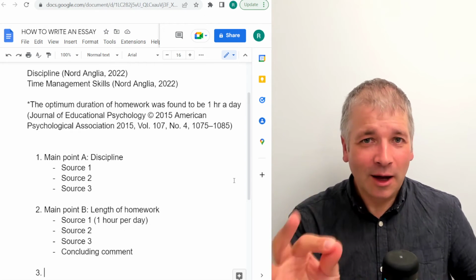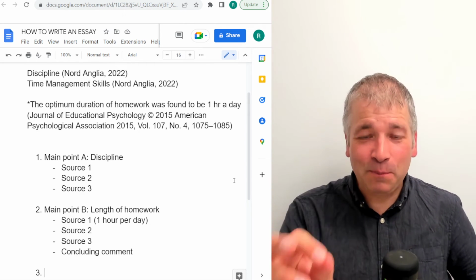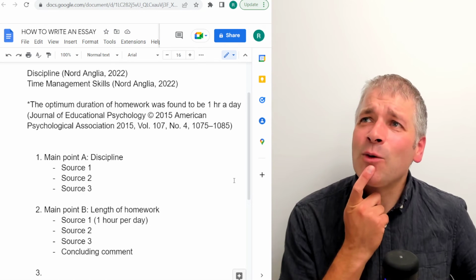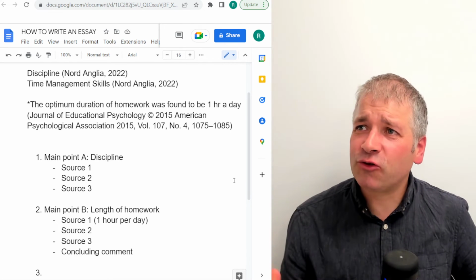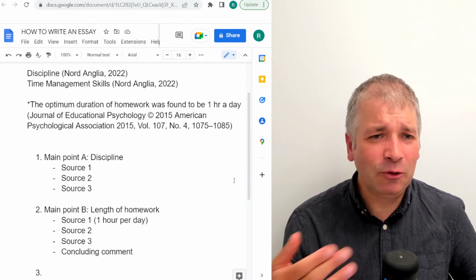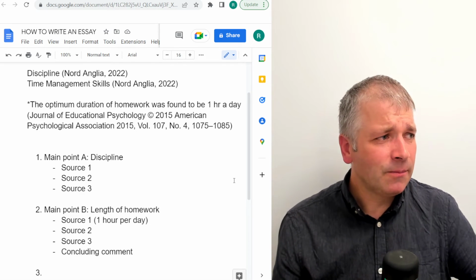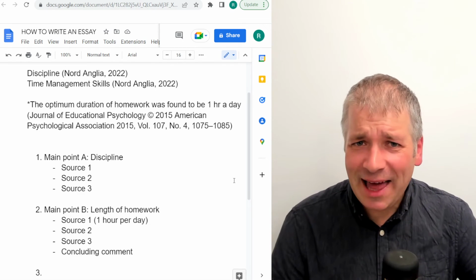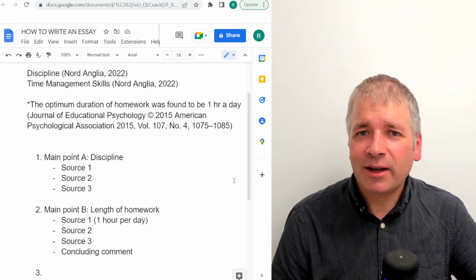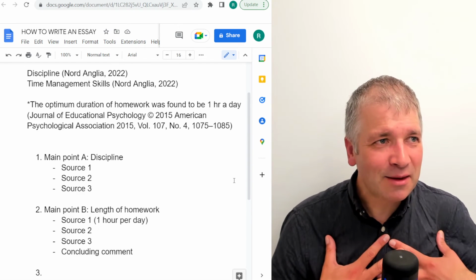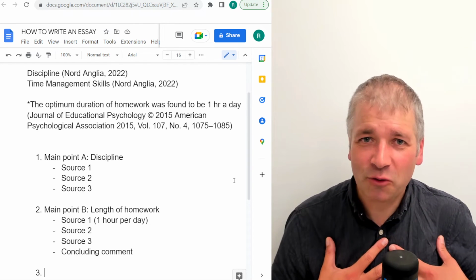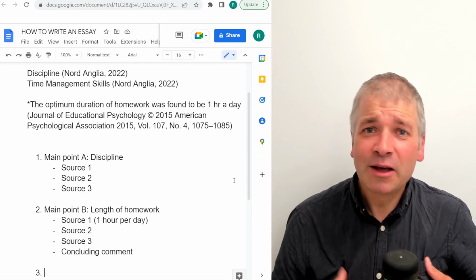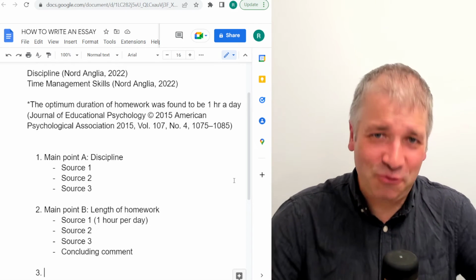Because another problem that students come across at this point is, what language do I use to introduce my points? What language do I use to connect my points? What is the correct language for essays? And I found it doesn't matter if you are a native speaker of English or a non-native speaker of English. Students still have this problem.